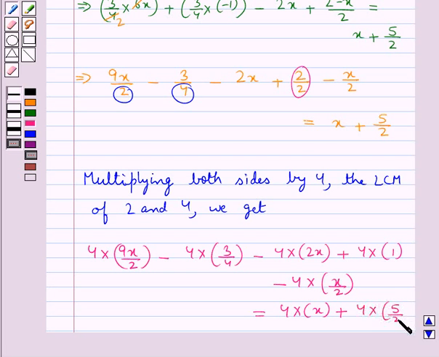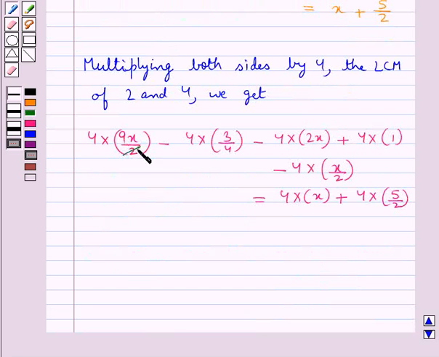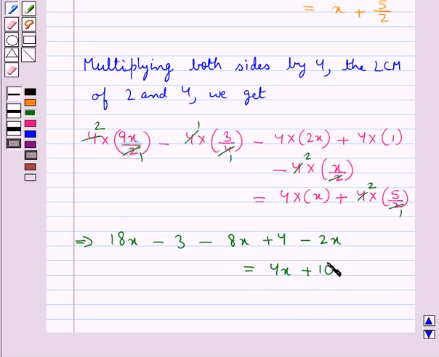Now 2 times is 4, 4, 1 times is 4, so 4 cancels with 4. Then 2 times is 4, and here also 2 times is 4. So, this gives us 2 multiplied by 9x, that is 18x, minus 3 minus 4 into 2x, that is 8x, plus 4 minus 2x is equal to 4x plus 10.